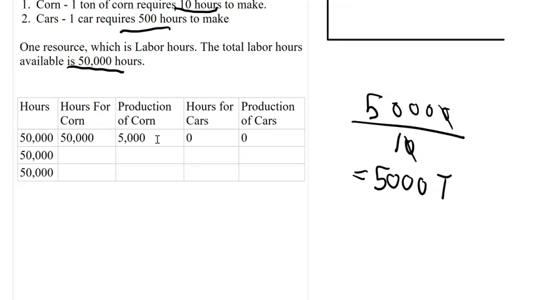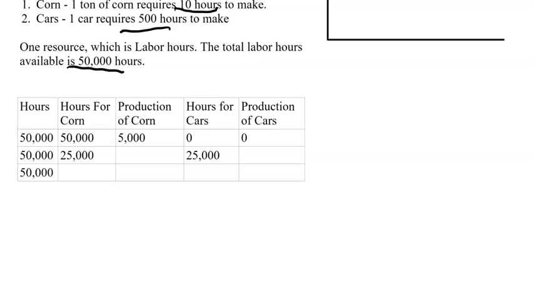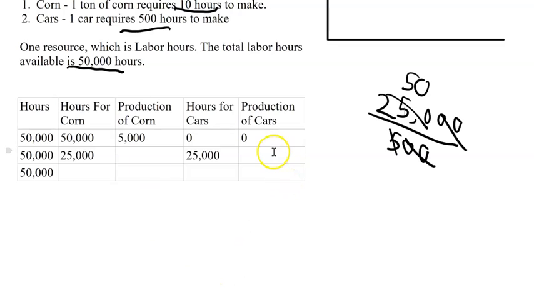Now let's say out of those 50,000 hours, I divide it up. I use 25,000 hours to make corn and 25,000 hours to make cars. Let's take cars first. One car requires 500 hours to make, so it would be 25,000 hours divided by 500 hours, which is 50. So I can produce 50 cars, and I would be able to produce 2,500 tons of corn.